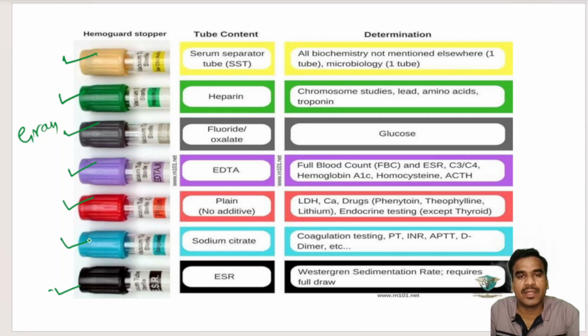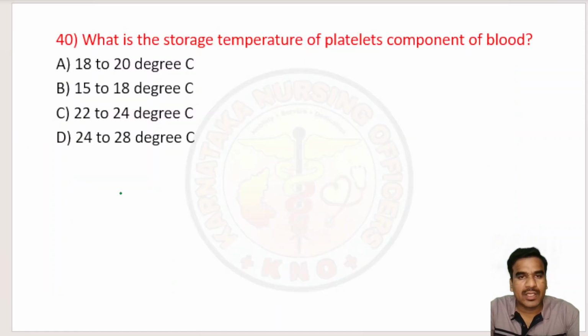This is the sodium citrate, which we use for PT and APTT. Heparin is for chromosomal studies, amino acids, lead, everything. This gel tube we use for all biochemistry on serum. If it is not available, we can use this one also. We'll move on to the next question.